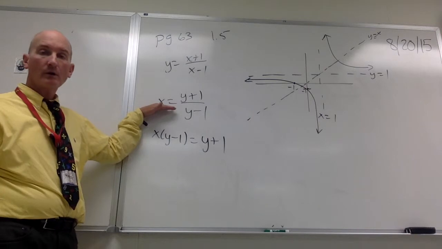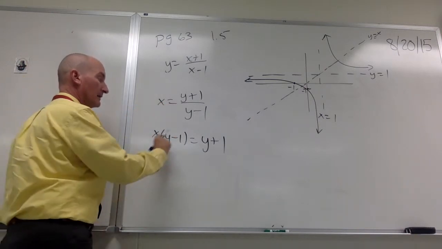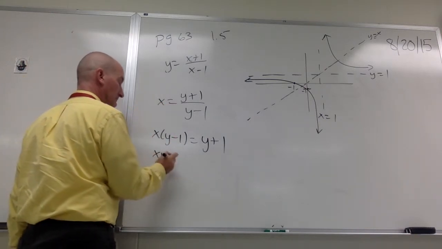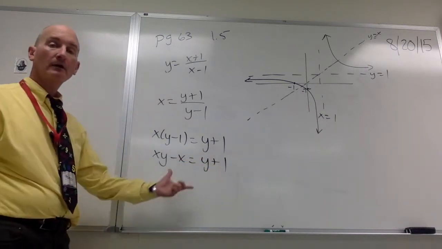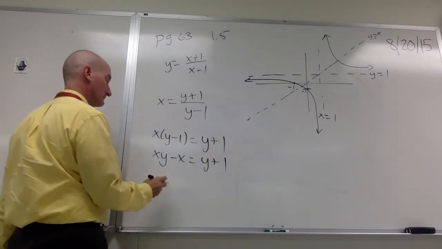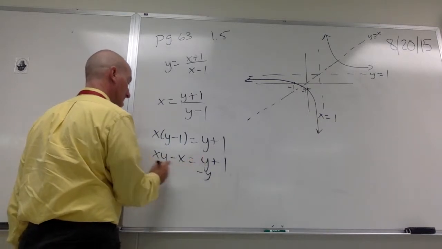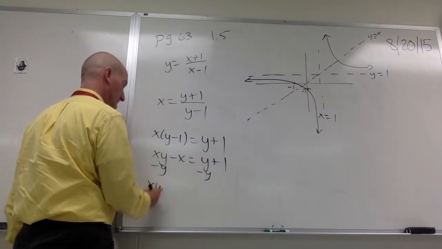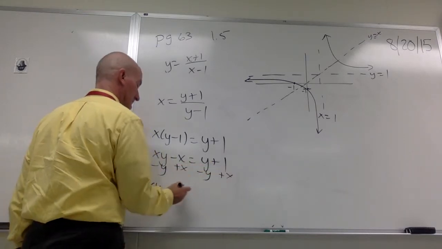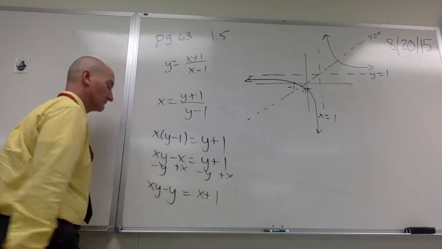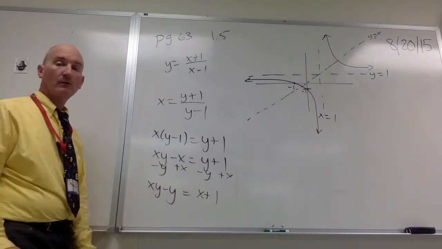So it's as if I have a 1 in the denominator. Now apply the distributive property and get the y's together on one side. So I can subtract y and then add x to both sides. Now factor out y.